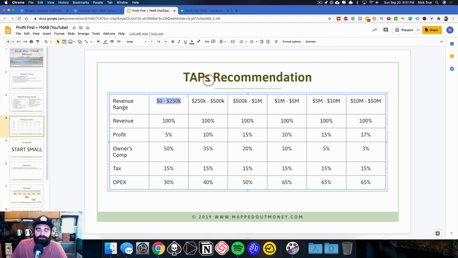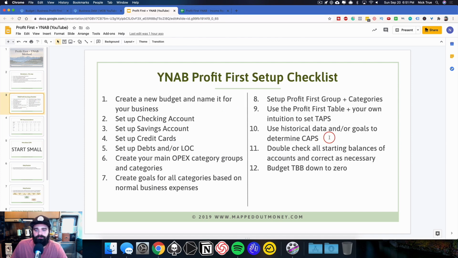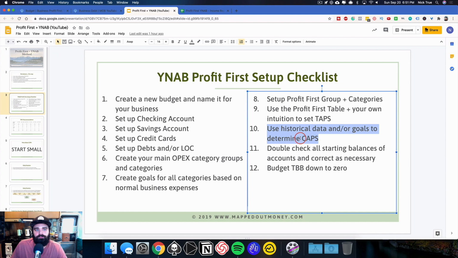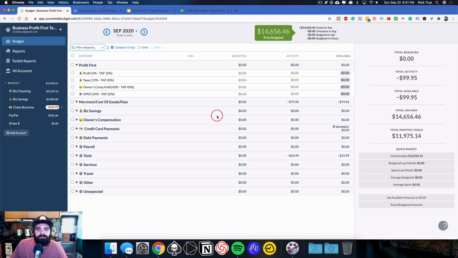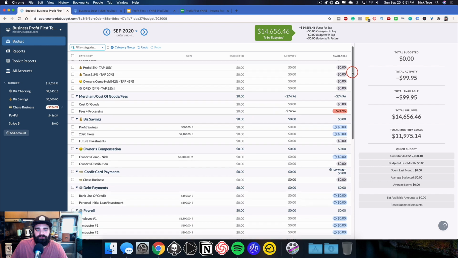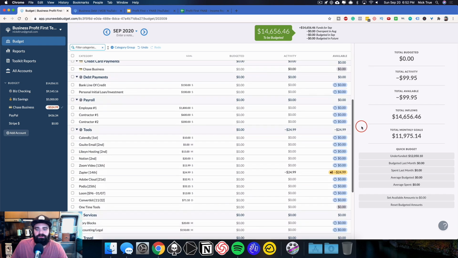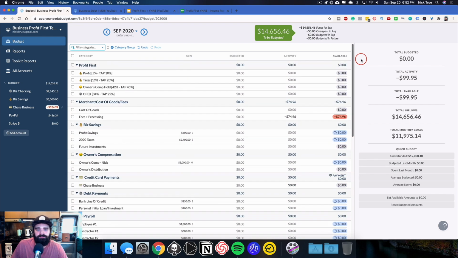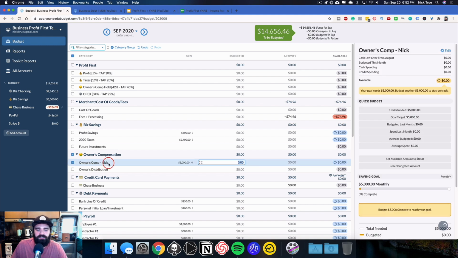Now, the next question, the more important question, is how do you set your caps, which is your current allocation percentage? Where do you start to get those numbers? Well, the best place to start is looking at the goals that you've set up inside of YNAB. And so we can see, for example, that based on our different goals, we know how much we want to do. So let's say that, for example, we do want to pay the owner's compensation $5,000 a month. Let's say that that's the salary we want to pay ourselves.